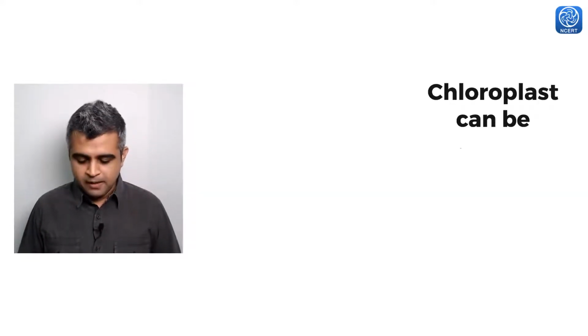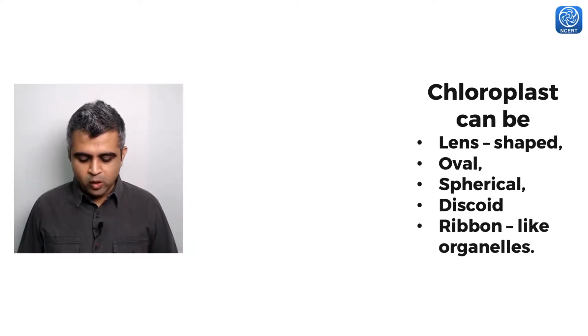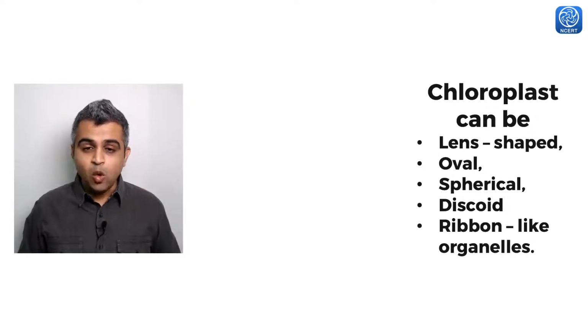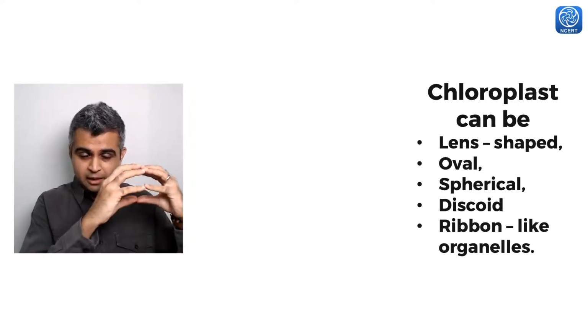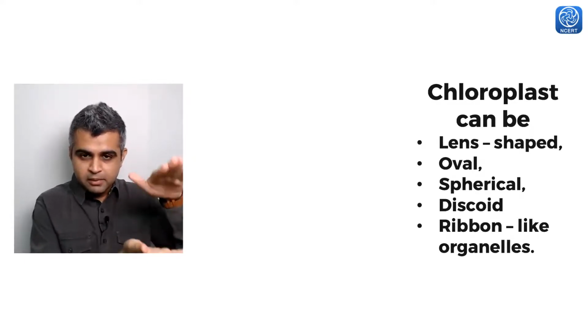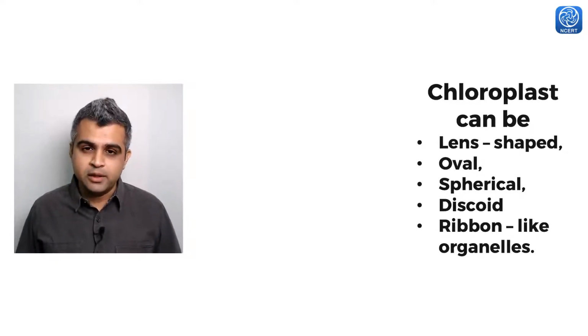The next thing is that chloroplasts can be lens shaped, oval, spherical, discoid, or ribbon like organelles. So they can be lens shaped, like a convex lens. They can be oval, they can be spherical, they can be discoid, like a disc, and lastly they can be ribbon like organelles.